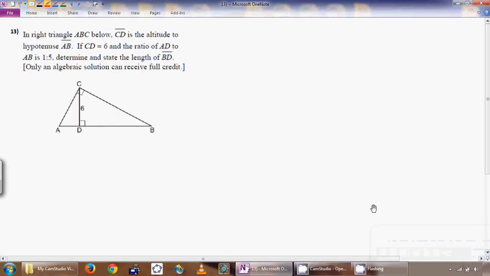All right, the final stretch, 13, second to last problem. And you know they're not messing around when they go, only an algebraic solution can receive full credit. They're not kidding. 13 and 14 are probably going to be the more difficult ones out of all of these. This is potentially going to be an ASS and shell problem, all right?